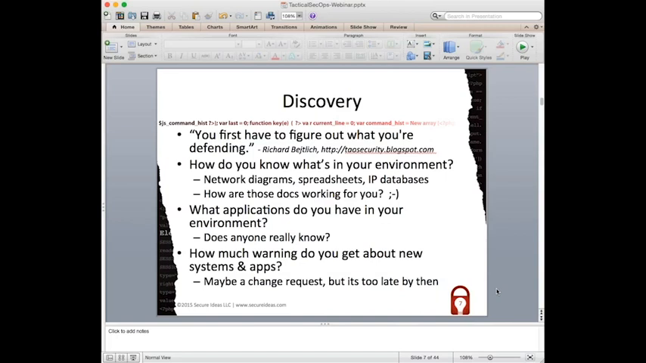So where are we going to start? We have to figure out some way to discover what's inside of our environment. I really like this quote by Richard Bejtlich. You first have to figure out what you're defending.